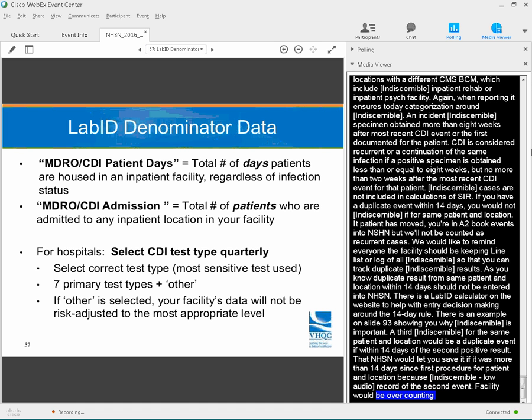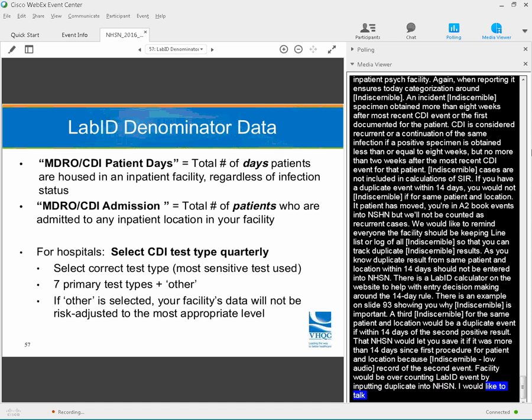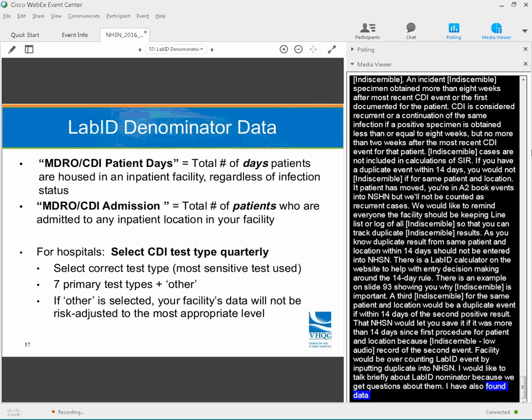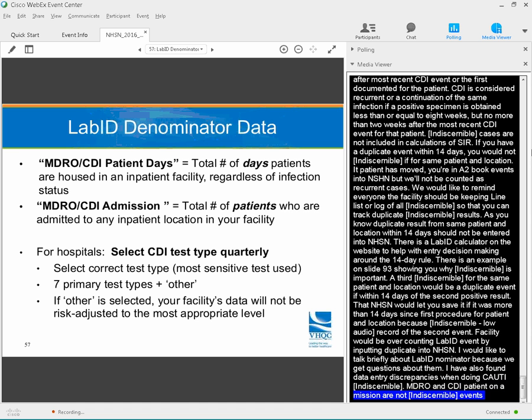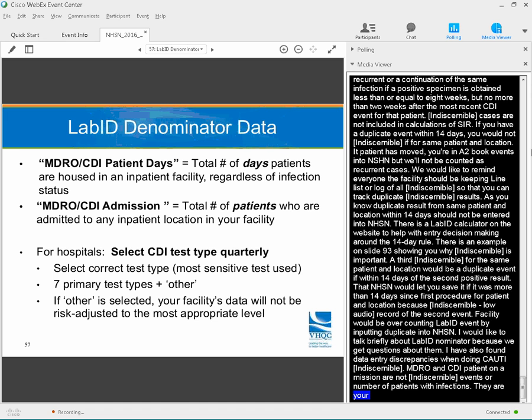I want to talk briefly about Lab ID denominators because we get questions about them and have also found data entry discrepancies when doing quality assurance checks. MDRO and CDI patient days and admissions are not counts of events or number of patients with infection. They are your denominator data. And those definitions are on your slide.